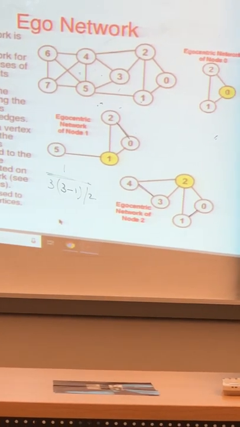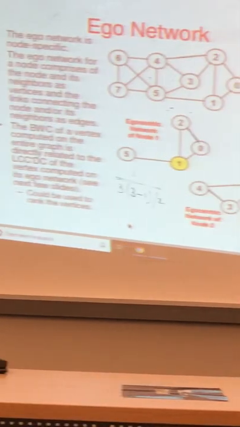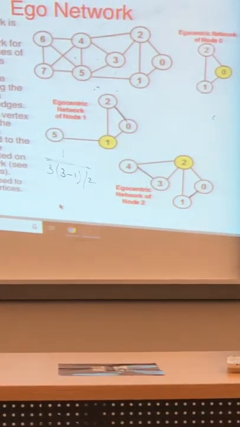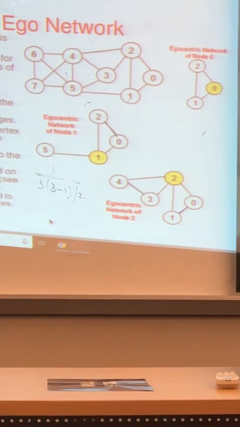Okay? That is how to find a local clustering coefficient. Any questions? So we can say it is 2 times the number of neighbors connected, divided by degree times degree minus 1.